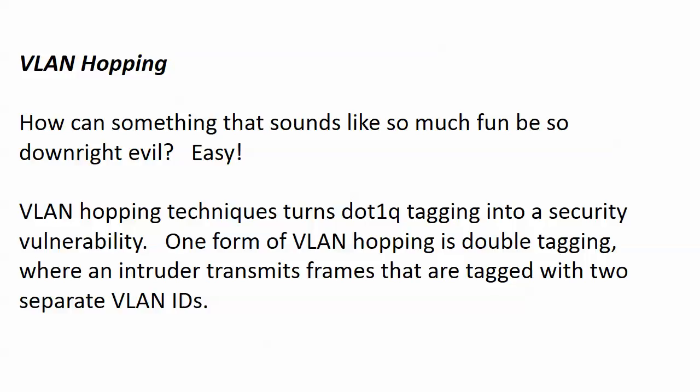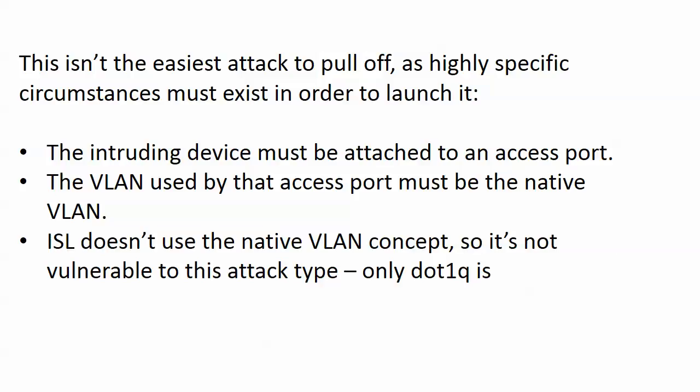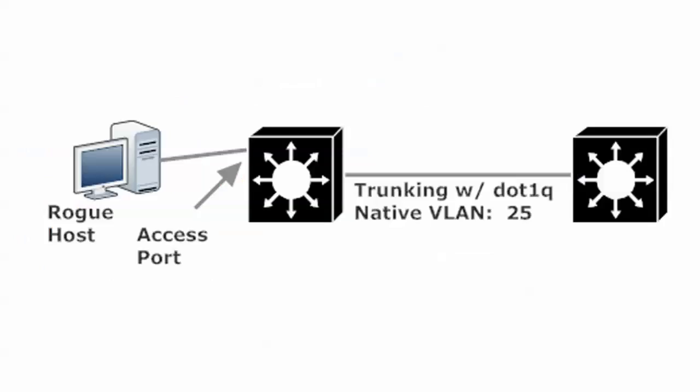The first form of it we're going to take a look at is called double tagging, where the name is definitely the recipe. An intruder is going to transmit frames tagged with two separate VLAN IDs. Now, this is not the easiest attack for an intruder to even begin, because highly specific circumstances must exist in order to launch it. First, the intruding device has to be attached to an access port. Next, the VLAN used by that access port has to be the native VLAN. And finally, if ISL is in use, then it's over, because ISL is not vulnerable to this attack type because it doesn't use the native VLAN concept. So .1Q is the one vulnerable here.